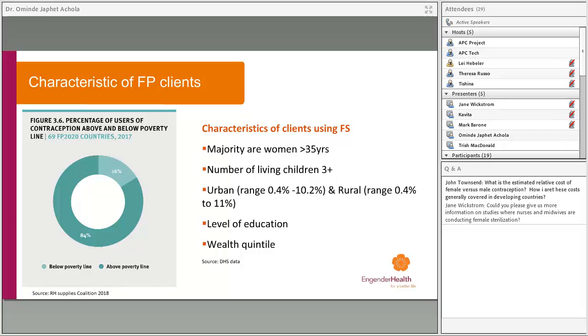In the urban setting, we have 0.3 to 10% across the different studies across the countries, and 0.4 to 11% in the rural areas. Education and the wealth quintile show no change. But I just want to mention that our interventions to improve access to family planning are just reaching those above the poverty line. Those below the poverty line, according to the Reproductive Health Supplies Coalition report, we are only reaching 16%, and therefore we still have a lot of work to do to reach those below the poverty line.